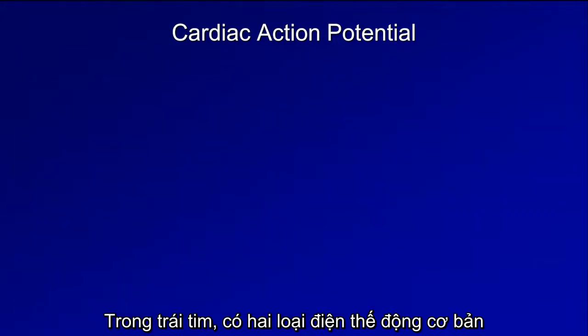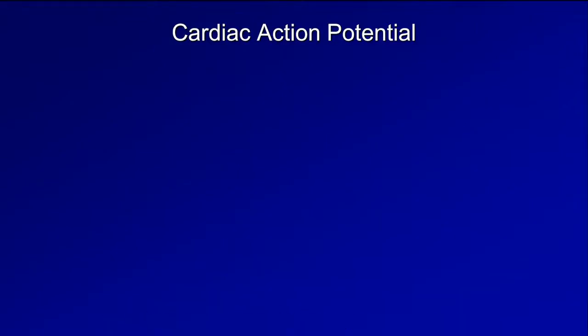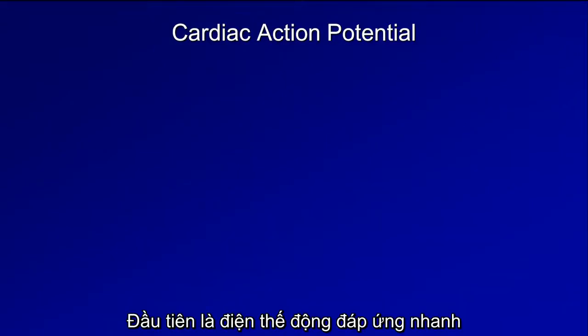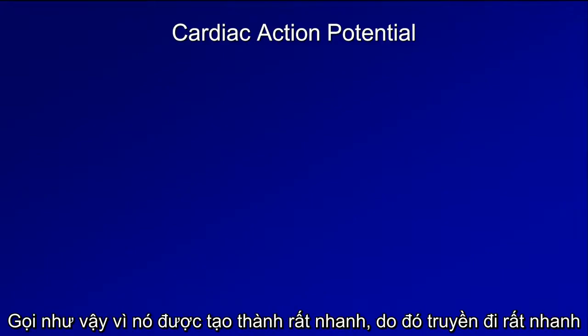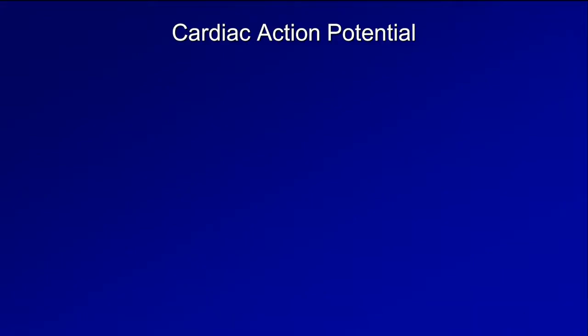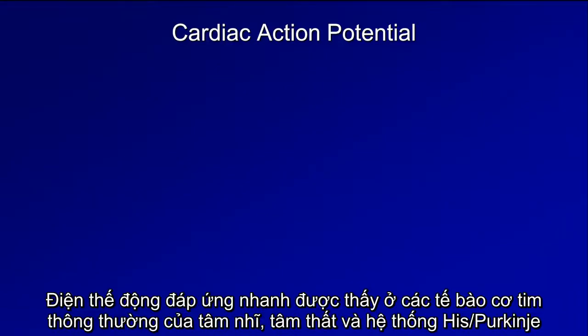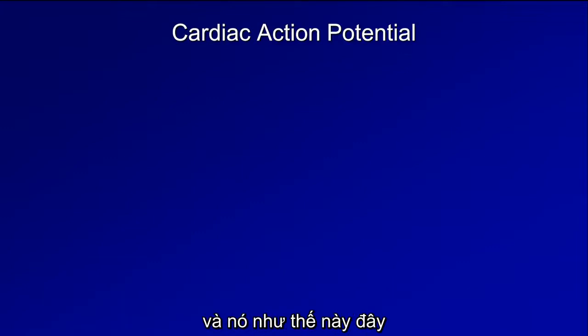In the heart, there are 2 basic types of action potentials. The first is called the fast response action potential. It's called this because it's generated quickly and thus propagates quickly. The fast response action potential is seen in typical myocytes in the atria, ventricles, and the His-Purkinje system. And this is what it looks like.